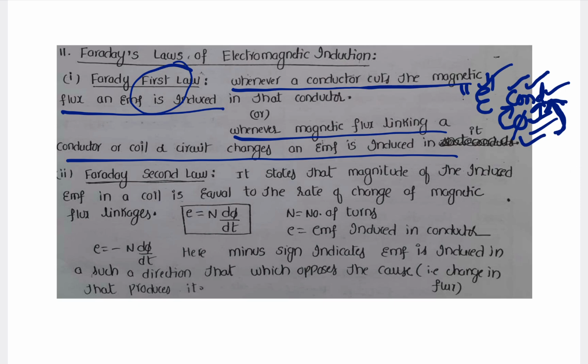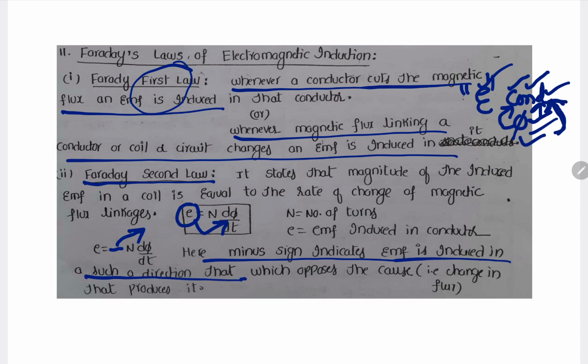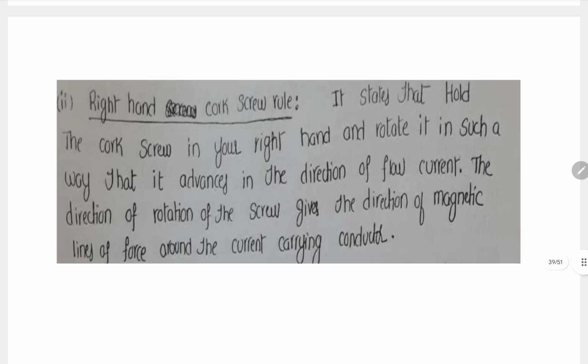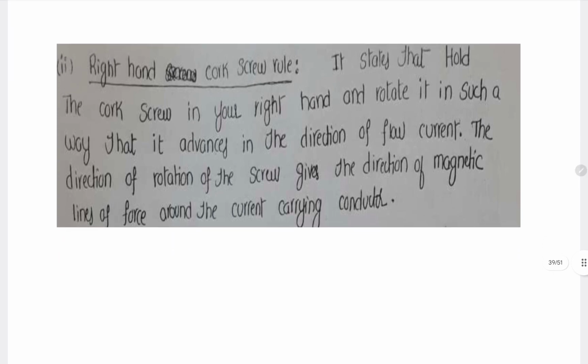And Faraday second law will tell us the magnitude of the induced EMF. The magnitude of the induced EMF depends upon the rate of change of flux linkage. So E is equal to minus N d phi by dt. The minus represents that EMF is induced in such a manner that it opposes the very cause of it. N is the number of turns, E is the EMF, and d phi by dt is the rate of change of flux linkage. So this is Faraday first law and Faraday second law. And now let us see the right hand screw rule.